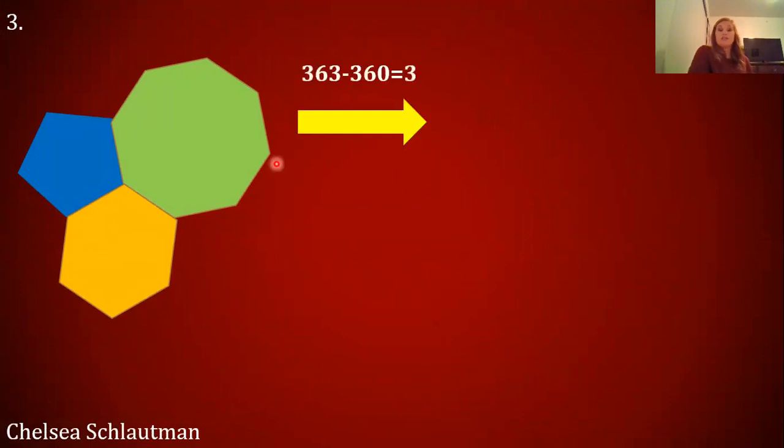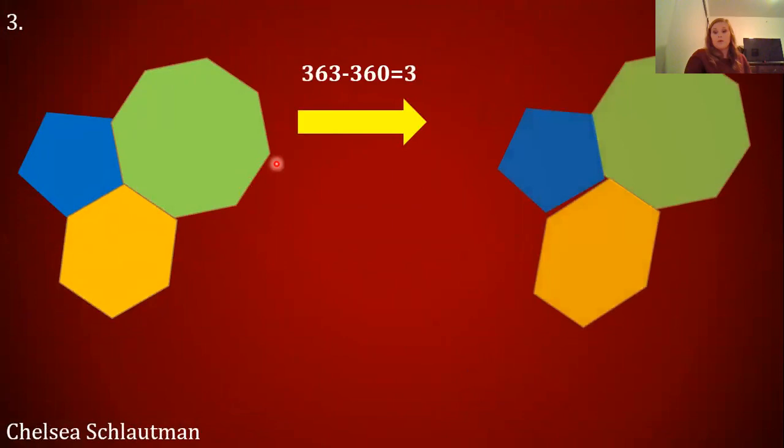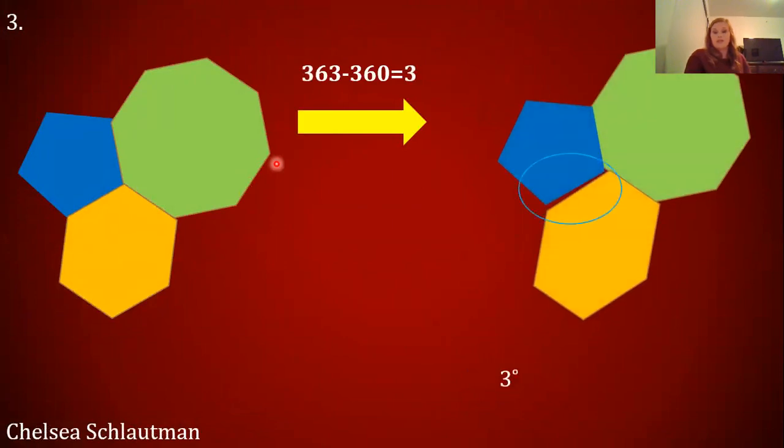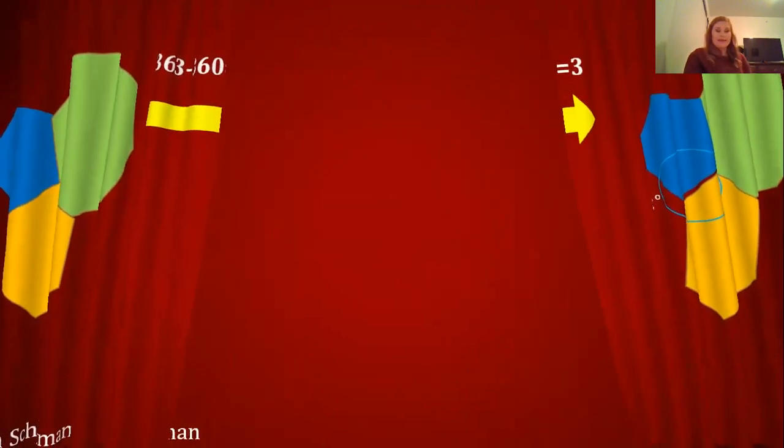So here's our original figure we are given. We just need to simply subtract 360 from 363, or you can just look at it and know that the difference is 3. So we're going to make a 3-degree gap, which would make our figure a vertex figure. Super easy.